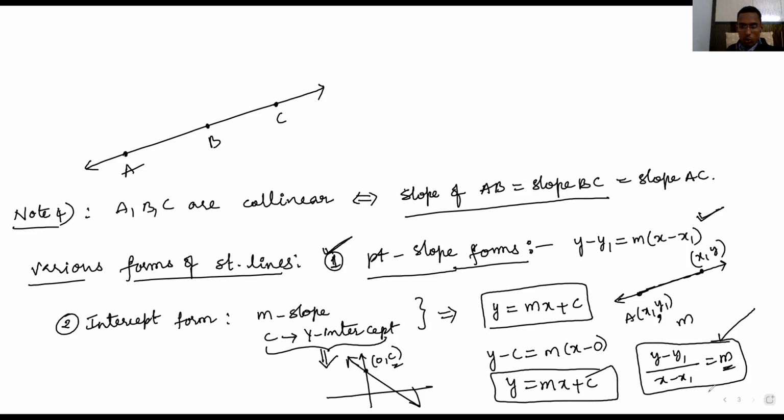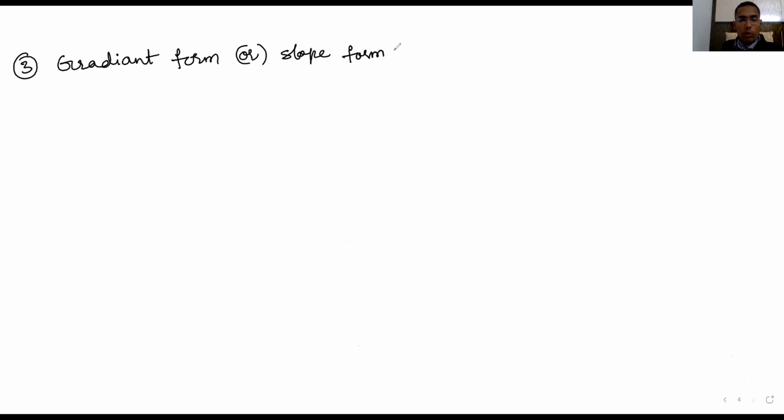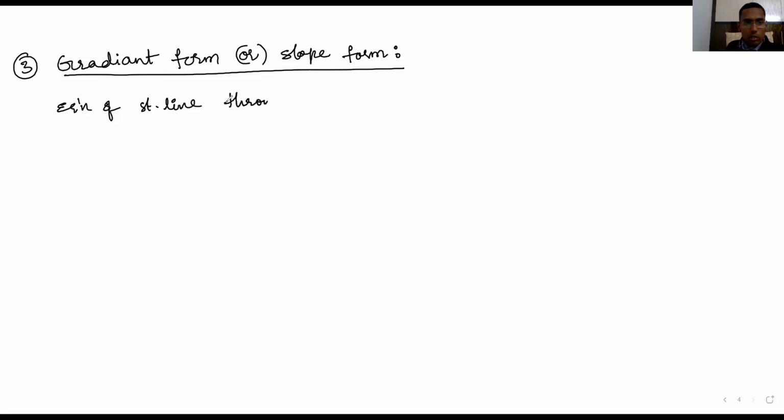So the two forms we learned, and one more, the gradient form we say. Gradient form also has another name, slope form. Gradient form or slope form means the equation of a straight line through origin and having slope m.